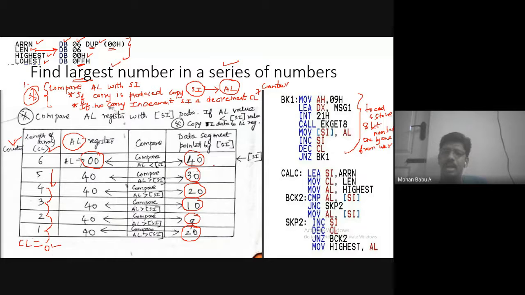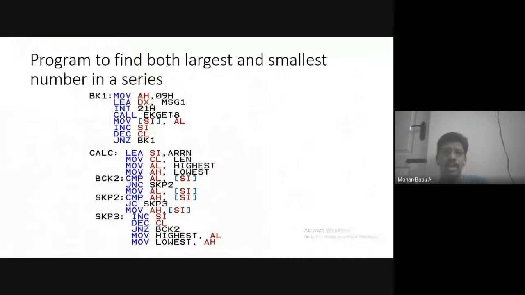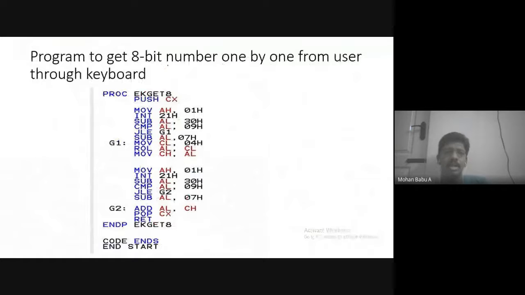Okay, I hope you know how to write the program to get 8-bit numbers one by one from users. I already created a video on how to get 8-bit numbers one by one from the users. For example, if the user enters an 8-bit number on the keyboard, the keyboard will not give the exact 8-bit number to the processor. It will give only the ASCII equivalent of the 8-bit number. The processor will not understand the ASCII equivalent.